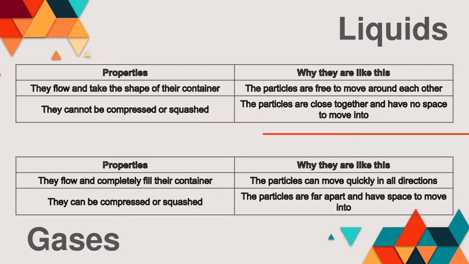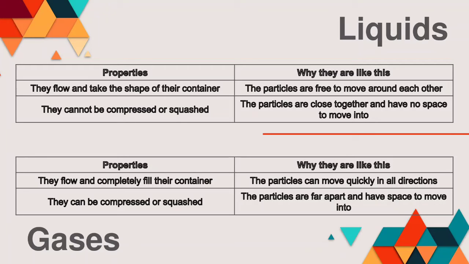Next, about properties in liquids and gases and why they are like this. Firstly, I will explain about liquids. Properties of liquids: they flow and take the shape of their container, and they can be compressed or squeezed. Why are they like this? The particles are free to move around each other, and the particles are close together and have no space to move into.